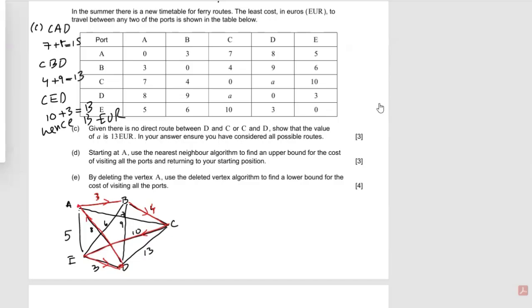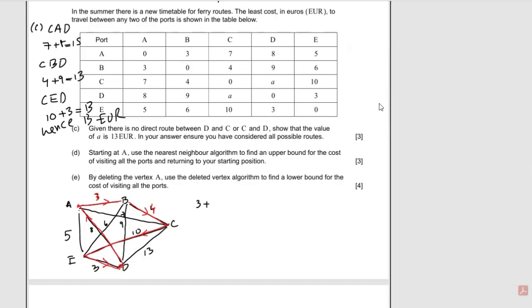So let's see what we have got now. A to B is a 3 plus B to C is a 4, C to E is a 10 and D to E is a 3 and D to A is 8. Let's add this. This is a 7, 17, 18, 19, 20, 28. So this is what I'm getting. All right, that's the upper bound.